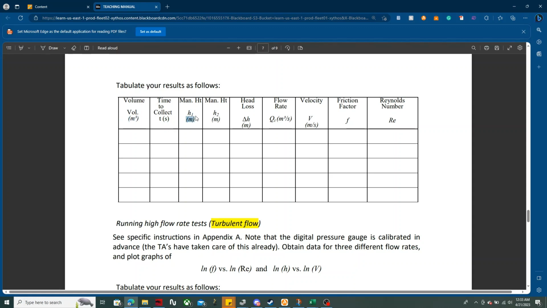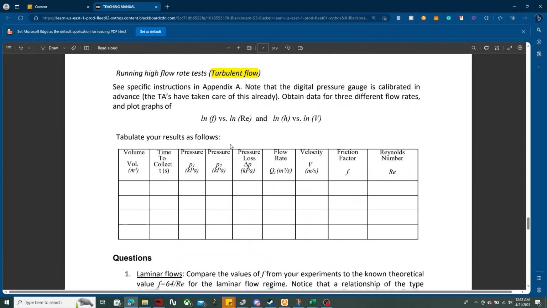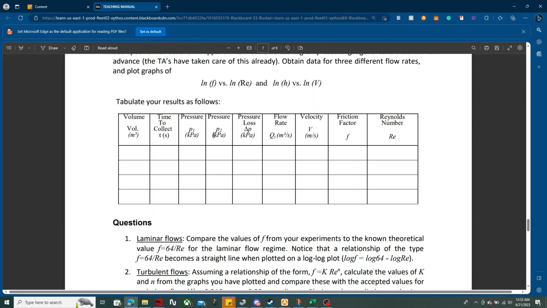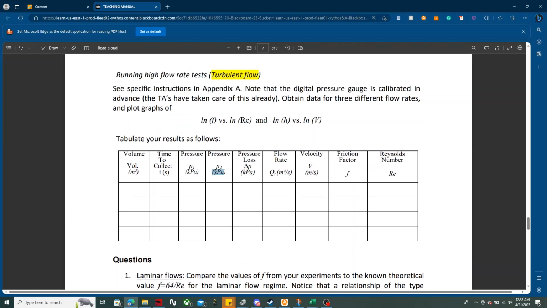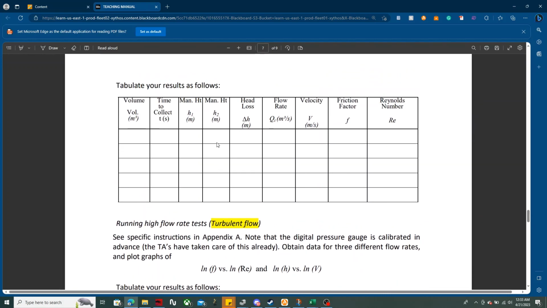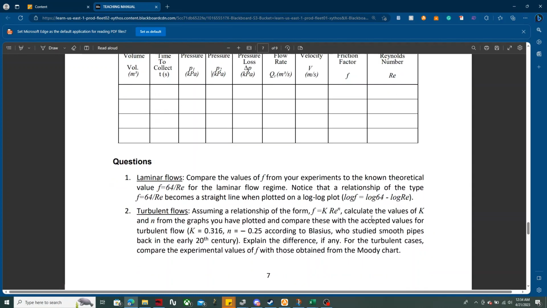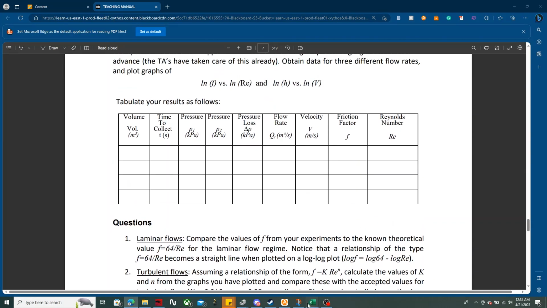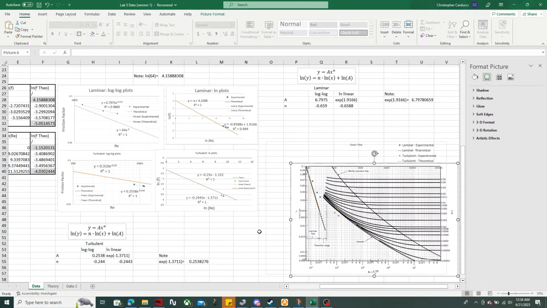Then you had manometer heights for the laminar sections. For the turbulent sections, you just read off kPa or psi off your manometer, so be sure to convert those to kPa. And then essentially these 4 columns are all you had to collect in lab. The rest can be found through number crunching, right? So let's see what that number crunching looks like.